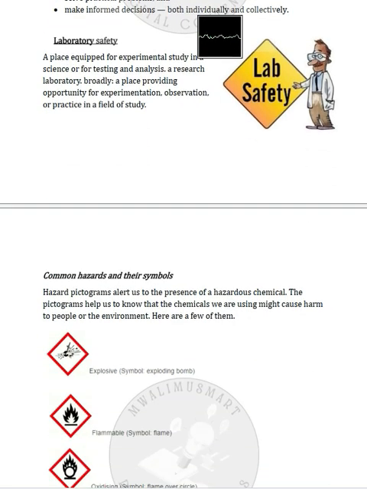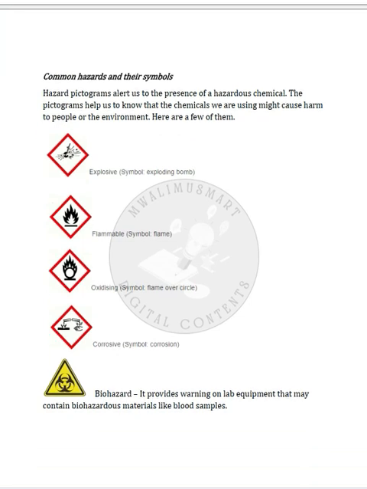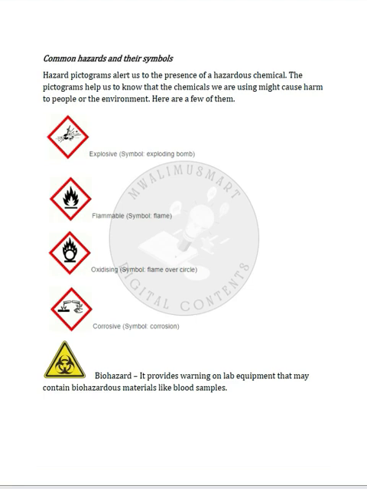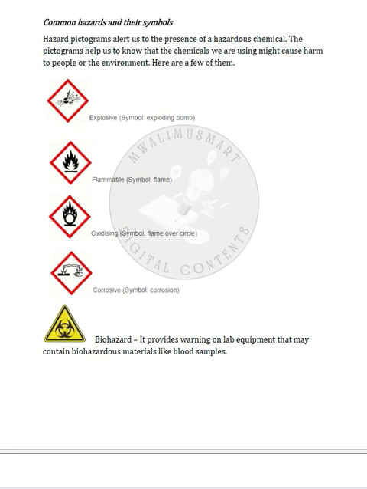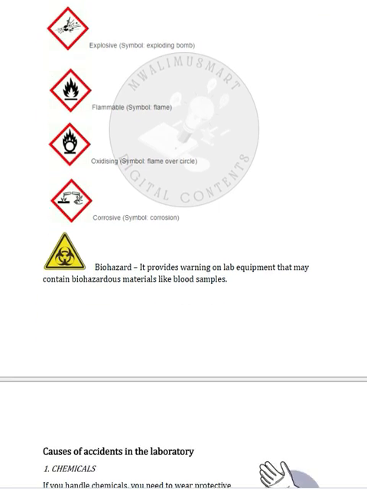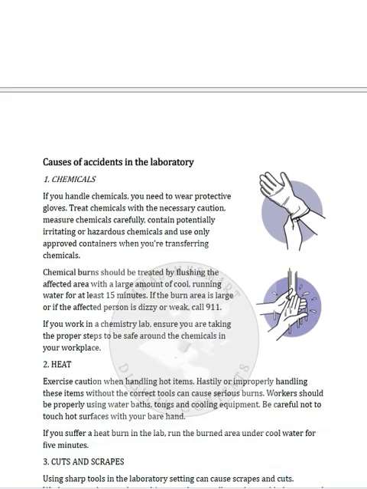Hazard pictograms alert us to the presence of a hazardous chemical. The pictograms help us to know that the chemicals we are using might cause harm to people or the environment. Here are a few of them. Biohazard. It provides warning on lab equipment that may contain biohazardous materials like blood samples. Causes of accidents in the laboratory.